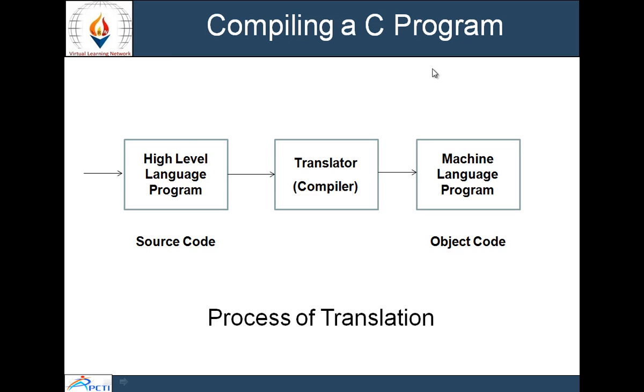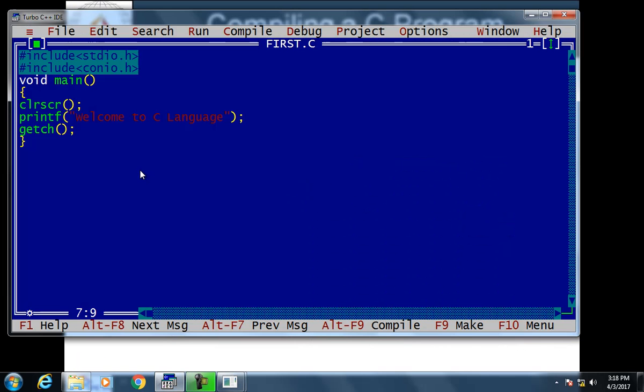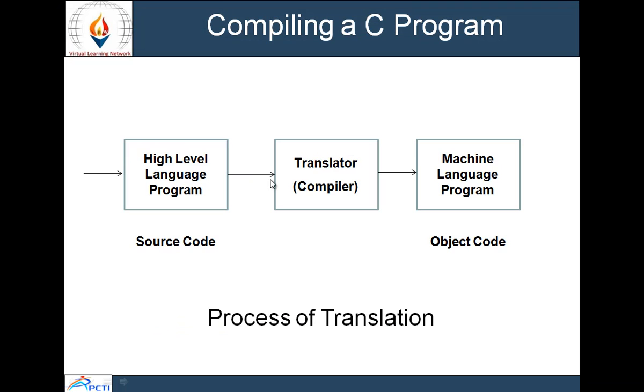Compiling a C program. In a high level language, we create a source code here, like we create a program in C language. This is a high level language. This is a source code. But the computer can't understand this code, so we need a compiler to convert this code into object code, machine understandable code. We require a translator which converts a high level language program into machine level or object code.